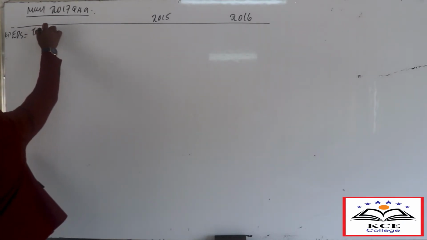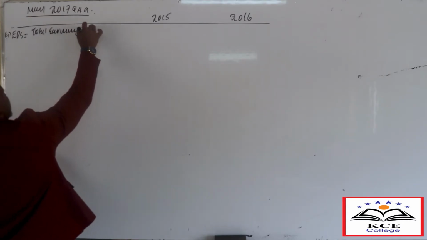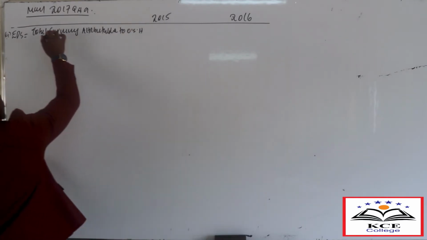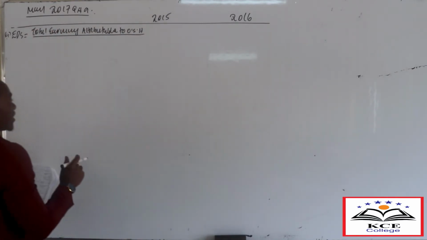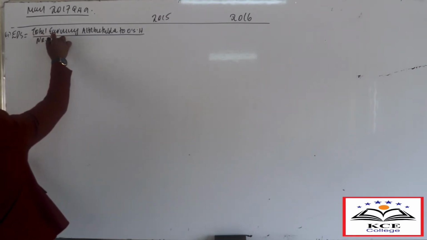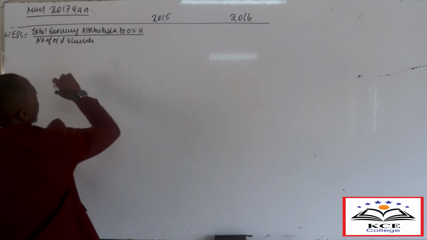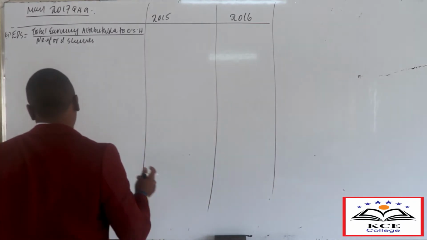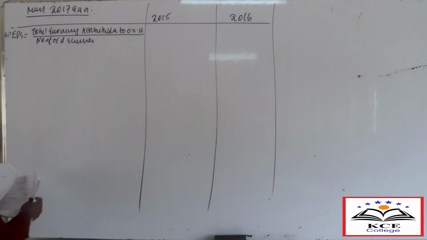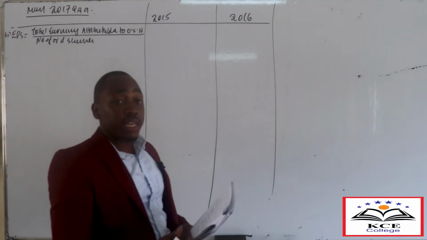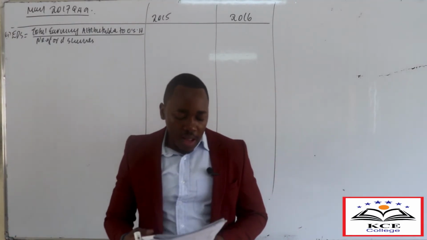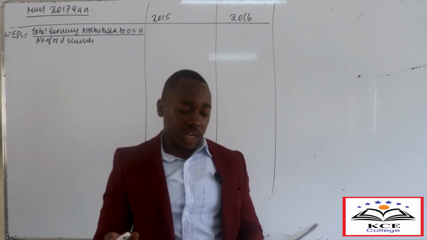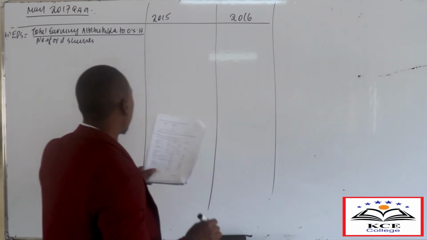So we take total earnings attributable to ordinary shareholders, that's the profit after tax minus preferred dividend in case there is any. Then you divide by the number of ordinary shares. So what do we have? We have the profit after tax. Now let's go to the income statement. Under the income statement, there is profit for the year. We are not given the preference dividend, so that means there was no preference capital. So therefore you have the profit for the year.